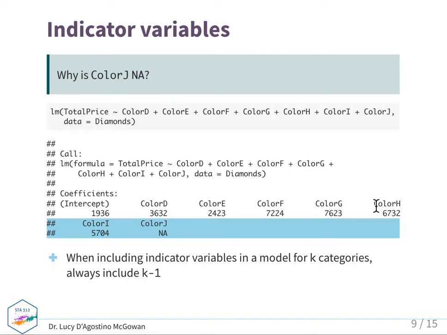And if you include all of these, if you imagine that design matrix, you can perfectly predict that final column, color J, from all of the others, because if every other value is 0, then you know that color J must be 1. And if one of these other values is 1, you know color J must be 0. And so because this final predictor is perfectly predictable from the previous ones, you need to leave it out. And what that does is it makes that category the reference category.